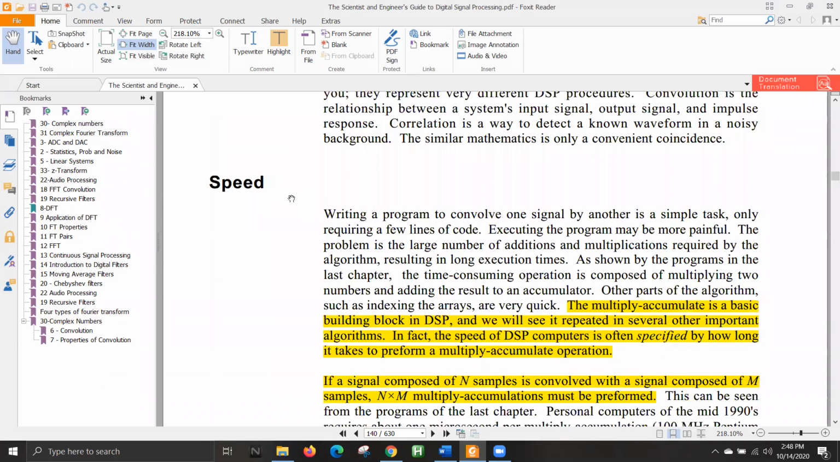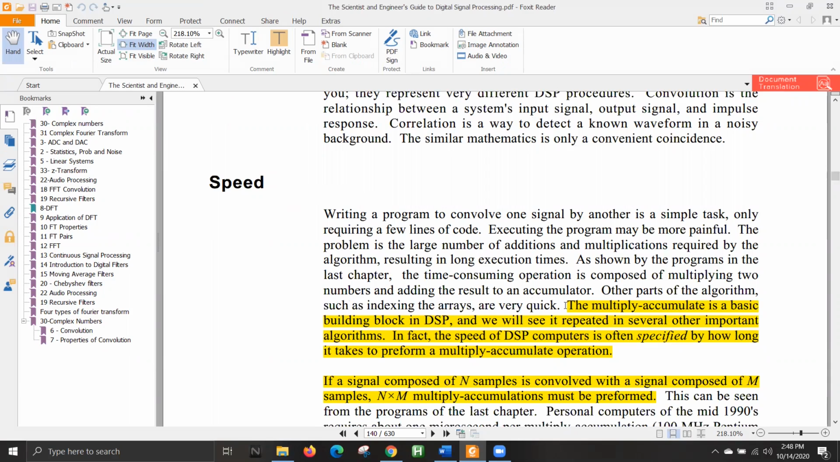Now the final topic is the speed of convolution. When we do convolution, what we really care about is its performance. So what affects the performance of convolution?